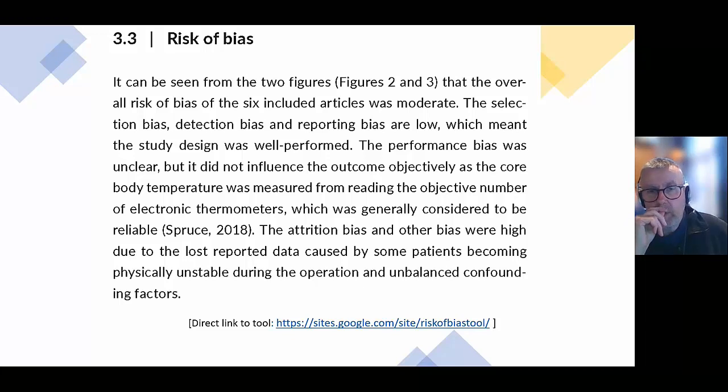However, attrition bias was considered high in 2 of their papers due to lost reported data, which caused some patients becoming unstable during the operation. I am including a direct link to the ROB2 bias tool on this slide, but as you'll see, it is a hefty document at more than 70 pages long.